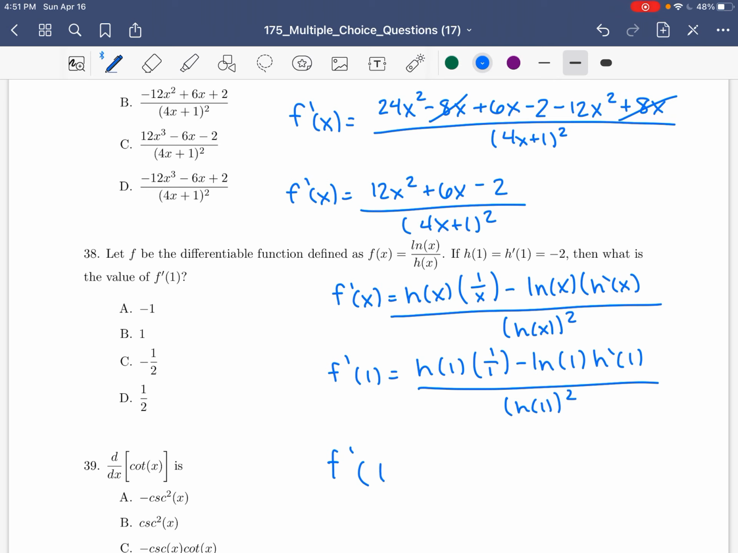So now we just use our values. H of 1 is negative 2, 1 over 1 is 1. Natural log of 1 is 0 times negative 2, all over negative 2 squared. So now I simplify this, I get negative 2 over 4, which equals negative 1/2. So C is going to be our answer.